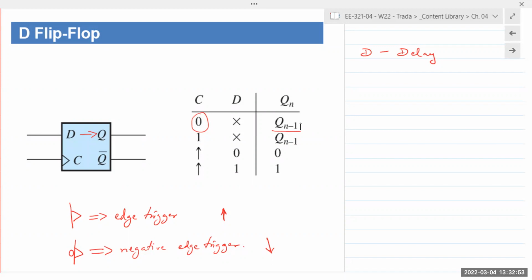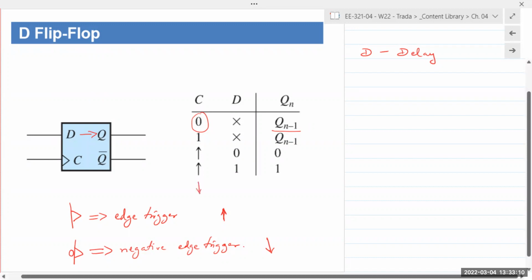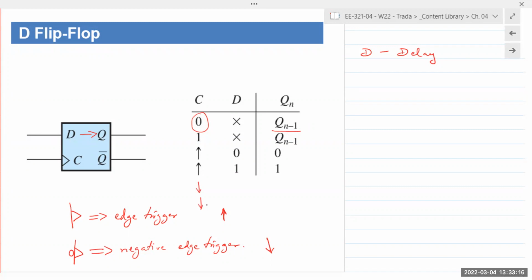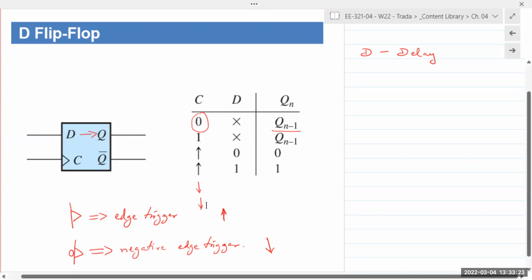So if we want to be more thorough with this chart, we could put a downward arrow for C and then X for D and then Qn minus 1 for Q. You could, yes. Okay, cool. So there was a transition taking place. The point being made was, do we add more lines to the truth table? The answer would be yes. If it's a falling edge, then nothing happens. It's just the previous state.